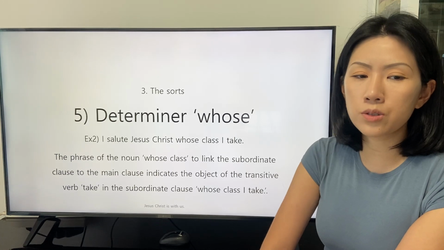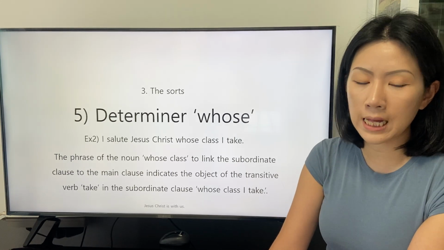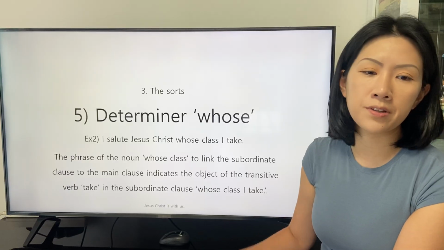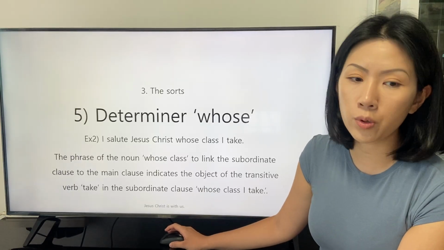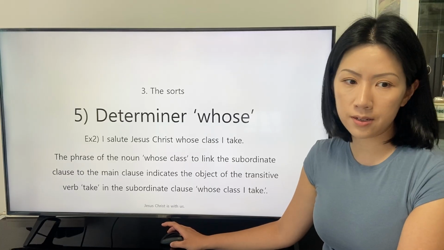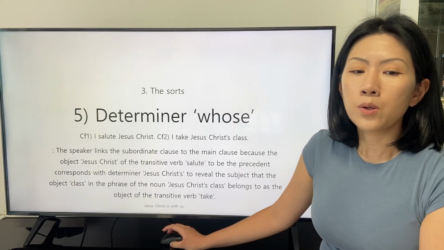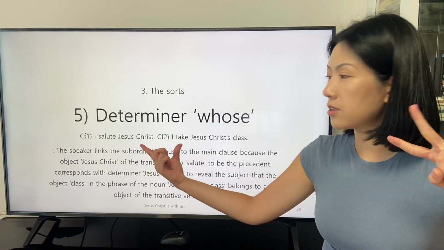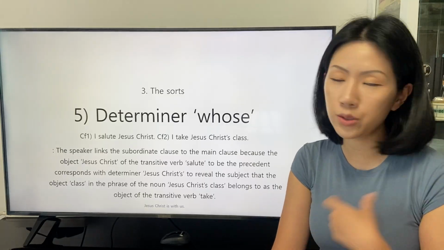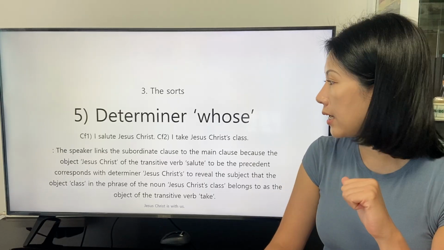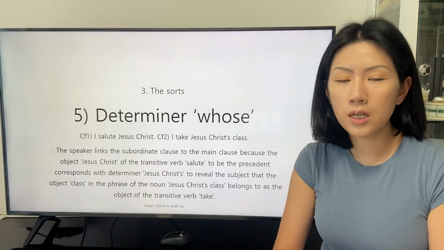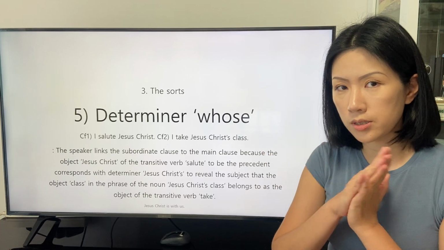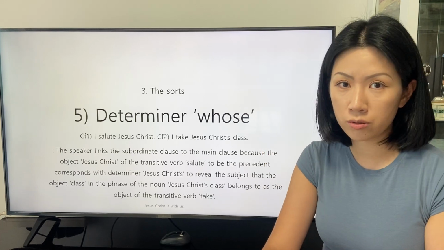The phrase of the noun whose class links the subordinate clause to the main clause and indicates the object of the transitive verb take in the subordinate clause, whose class I take. We can break the sentence into two clauses. The first one is: I salute Jesus Christ. The second one is: I take Jesus Christ's class. So the speaker links the two clauses by finding the shared indication.